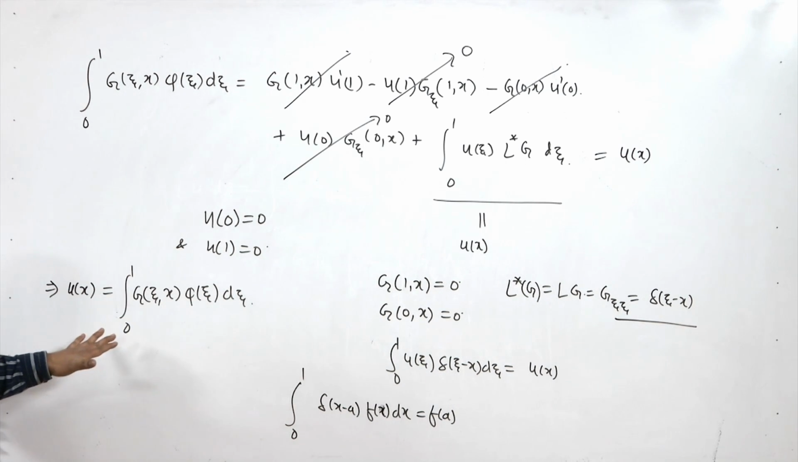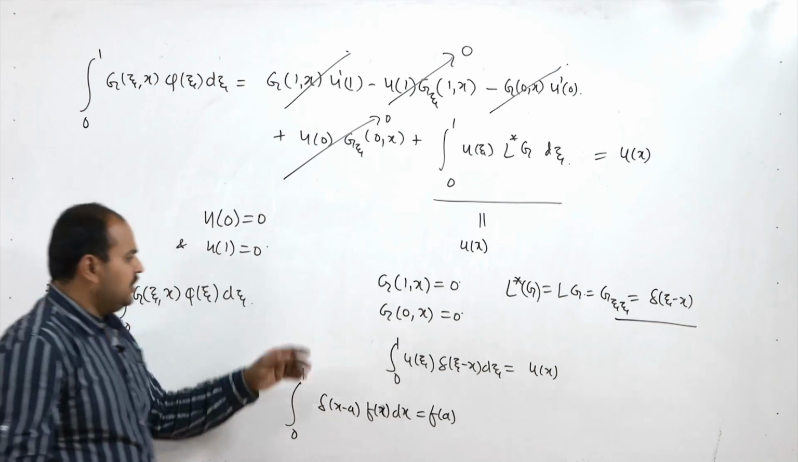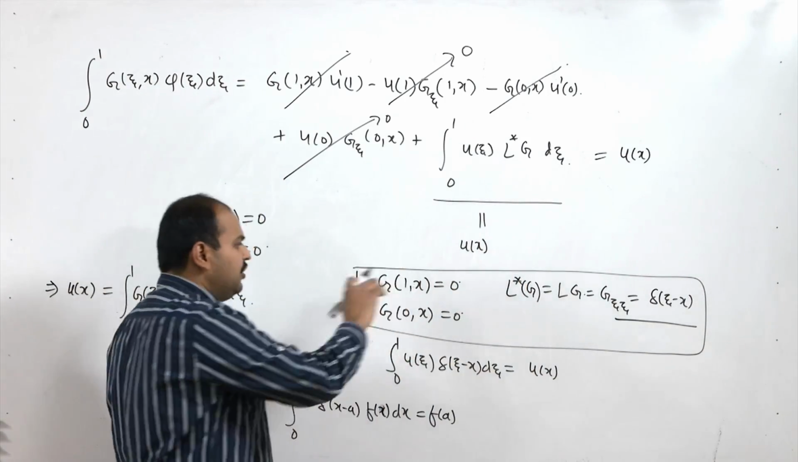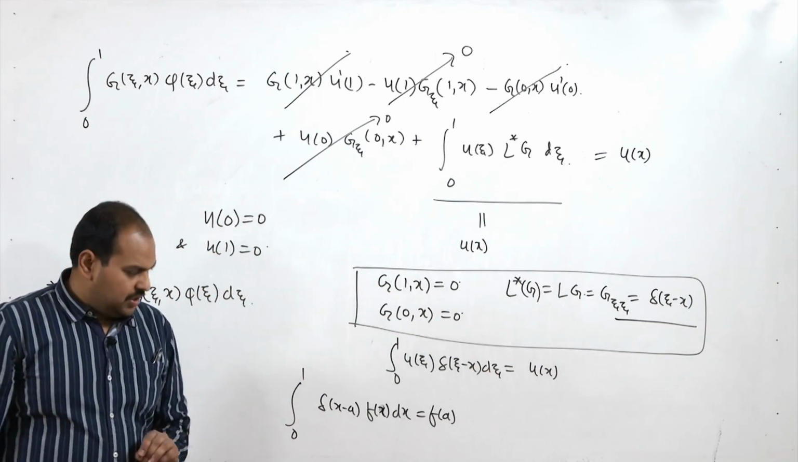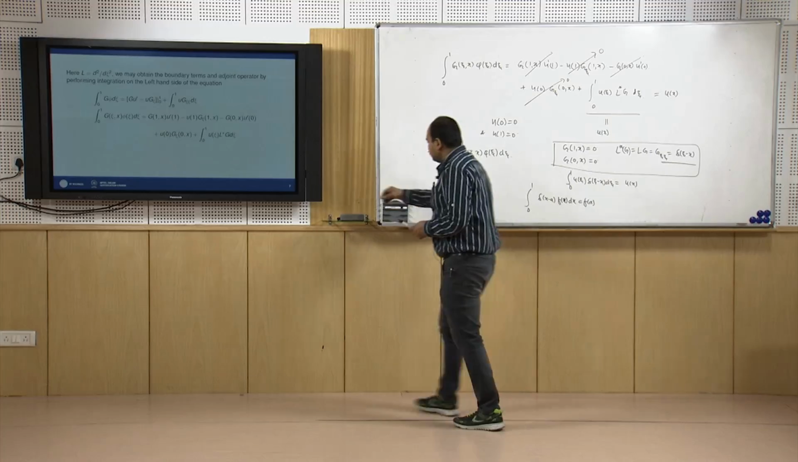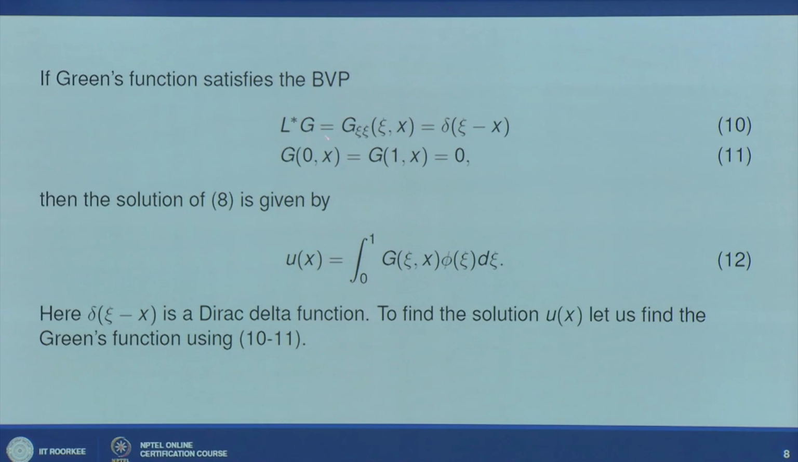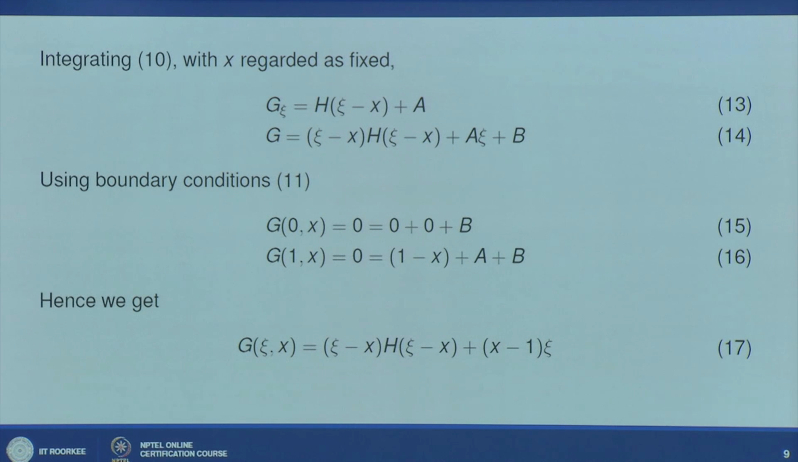So let us try to find out g(ξ, x) with this boundary value problem here, and try to find out what is g(ξ, ξ). Here the Green's function satisfies these boundary conditions. So L*g, that is g_ξξ, equals δ(ξ − x) with the boundary conditions, and the solution is given by this.